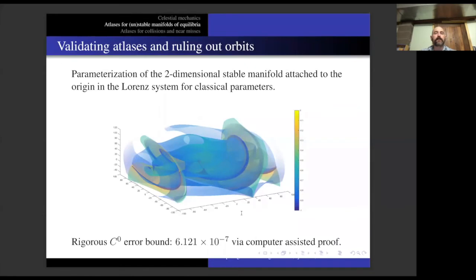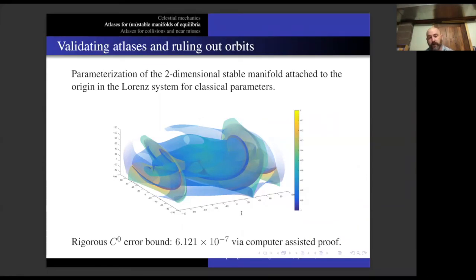Okay, so the last bit I want to say about the manifolds of equilibria, here's a picture where we did this for Lorenz, is that we can validate these atlases. And this is precisely what you have to do if you want to rule out orbits. If we have a connecting orbit and we want to validate it, we can just do a rigorous boundary value solver. You don't have to grow the whole manifold rigorously in order to prove rigorously that you have a connecting orbit.